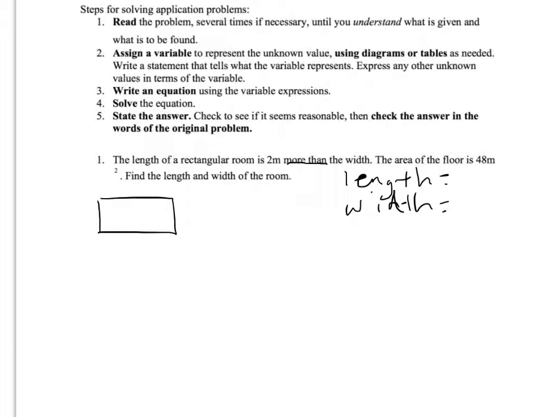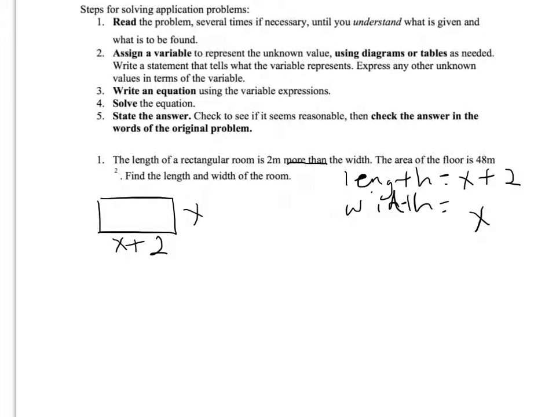So I need to figure out what was the starting point. What is everything getting compared to? In this case, it's the width. So if the width is going to be X, and it tells me the length is 2 meters more than the width, I should recall more than is an expression that means I'm adding something. It's going to be 2 meters plus the width. That tells me X plus 2 or 2 plus X is going to be my length. Okay, so I have now drawn my diagram, identified what I'm looking for, and assigned variables to it. I'm ready to write an equation.